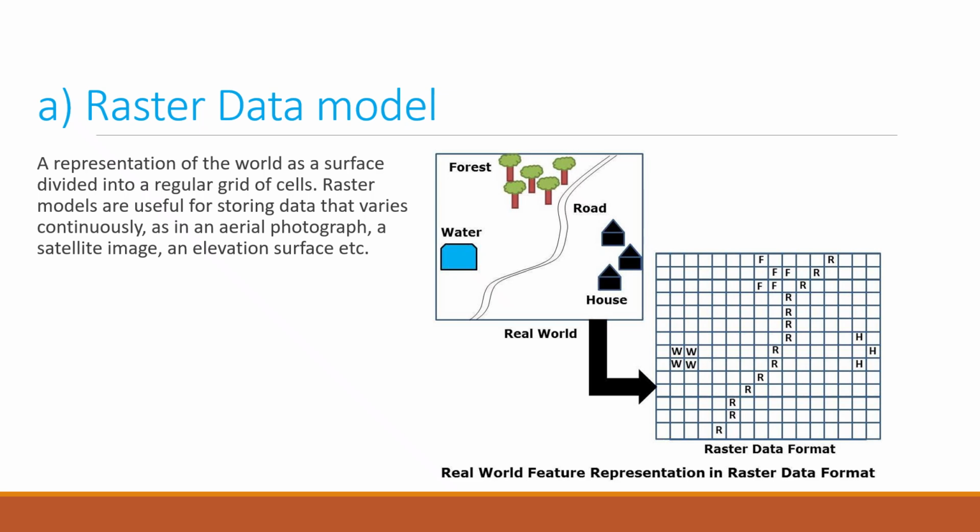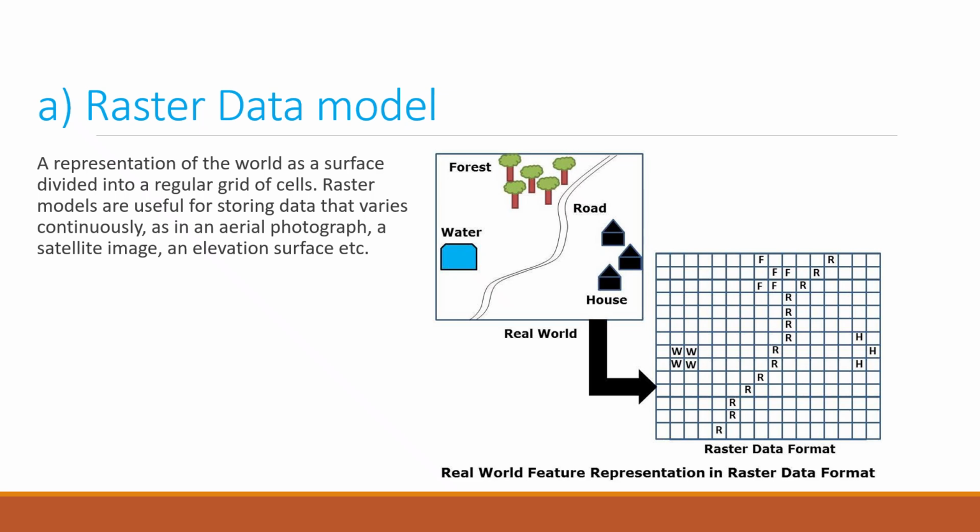The raster data model represents the Earth's surface as a grid of small, equally sized cells, also called pixels. Each pixel contains a value that represents a specific type of information, such as elevation, temperature, rainfall, or land cover. You can think of raster data like a digital photograph. When you zoom in on a photo, you start seeing tiny square pixels, and that's exactly how raster data works in GIS.